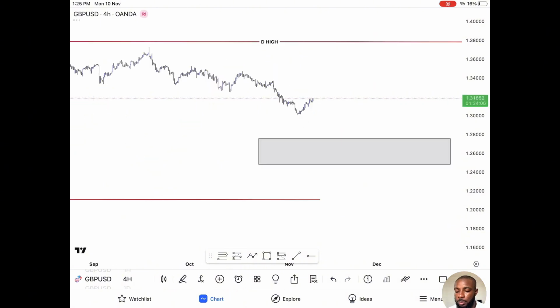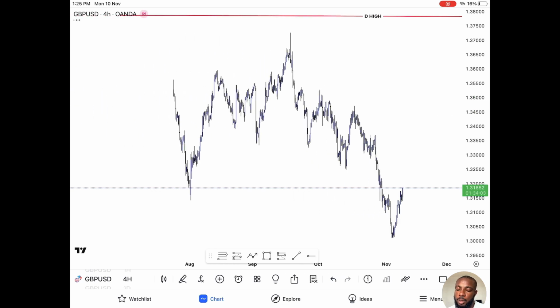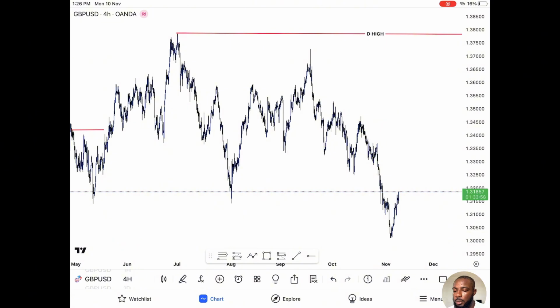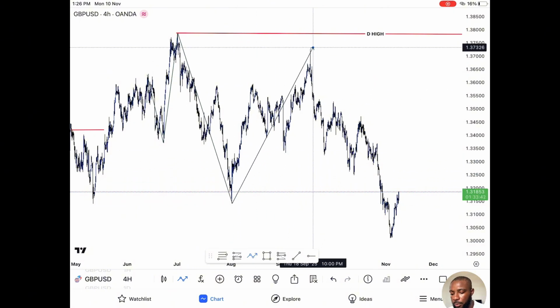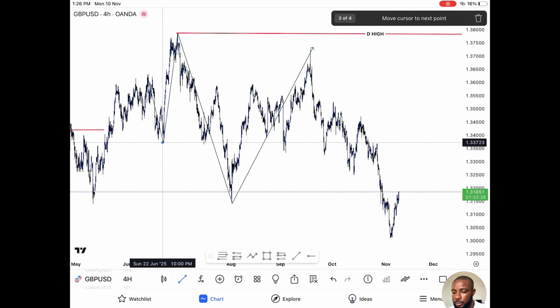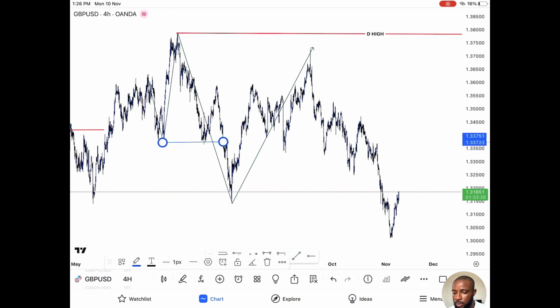Now on the 4-hour time frame, if you look closely, the 4-hour is clearly bearish. Starting from here, we have our high, our low, we broke structure, and then we got a change of character. This change of character simply means that price has changed from bullish to bearish. So this is where our change of character occurred.